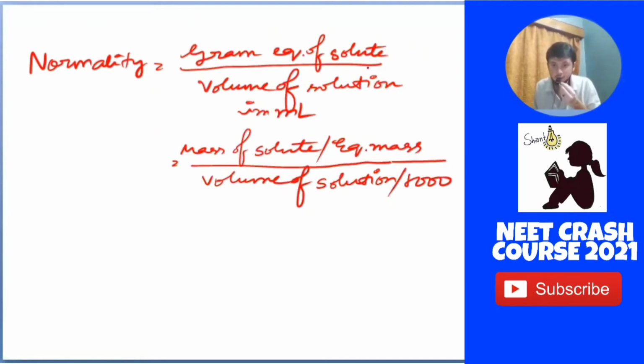Normality is the gram equivalent of the solute by volume of the solution in ml. So what is this gram equivalent? That is the mass of the solute, which will be given in the question, by the equivalent mass of that solute. So mass of the solute by equivalent weight of the solute, and the lower side is the same as molarity, that is volume of the solution by 1000.